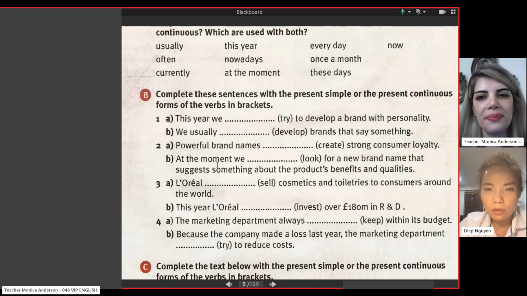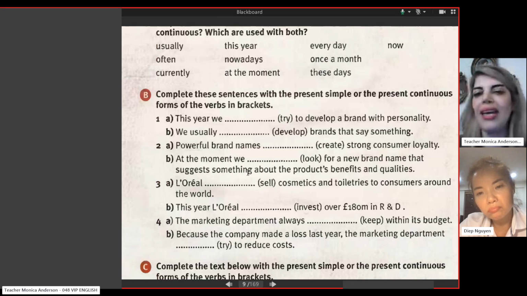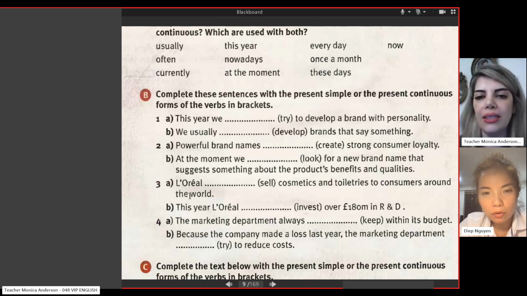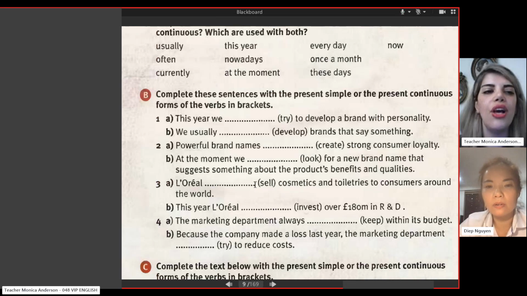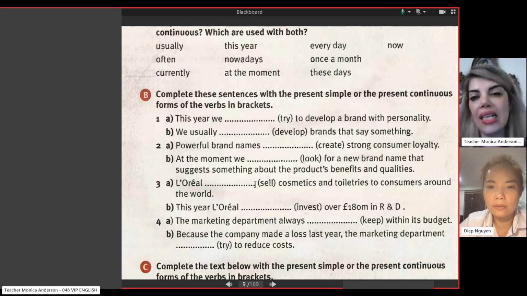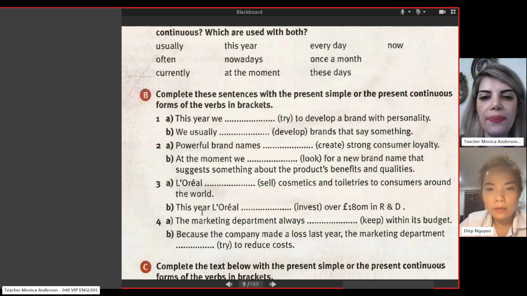And the next one. At the moment, we are looking for... Very good. We're looking. And three. L'Oreal. Yeah, this is a kind of brand. Sells, or sell. Yeah, very good. This year.